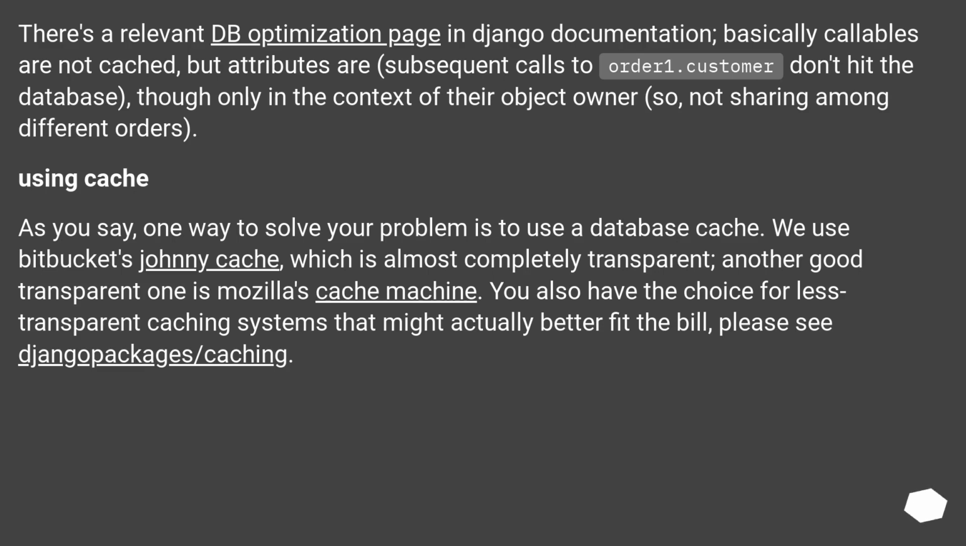As you say, one way to solve your problem is to use a database cache. We use Bitbucket's Johnny Cache, which is almost completely transparent. Another good transparent one is Mozilla's Cache Machine. You also have the choice for less transparent caching systems that might actually better fit the bill. Please see Django Packages, caching.